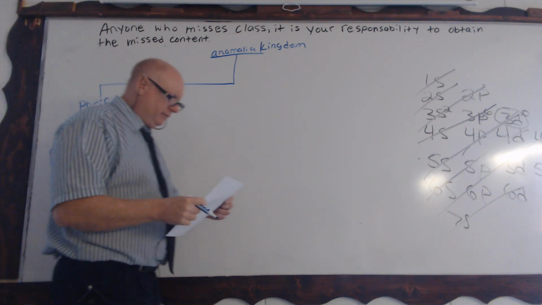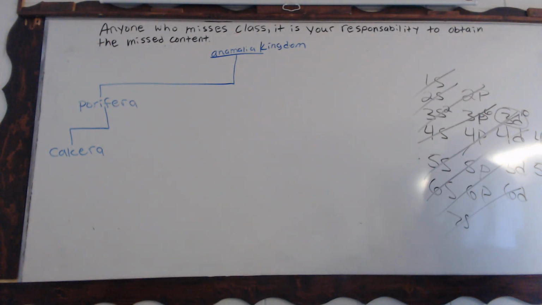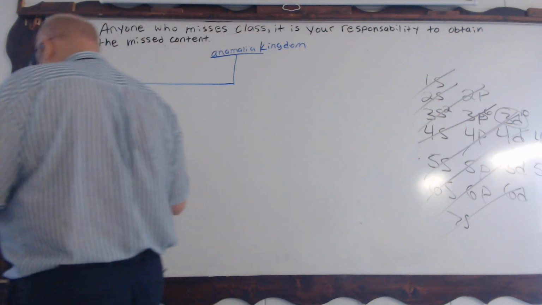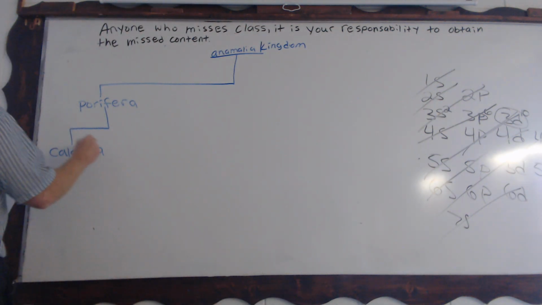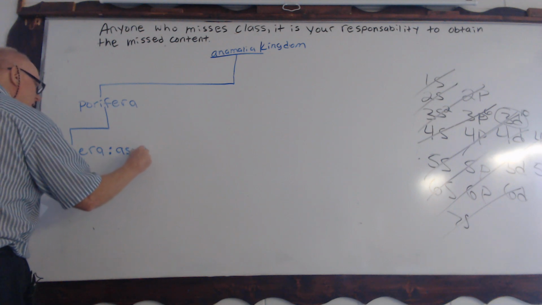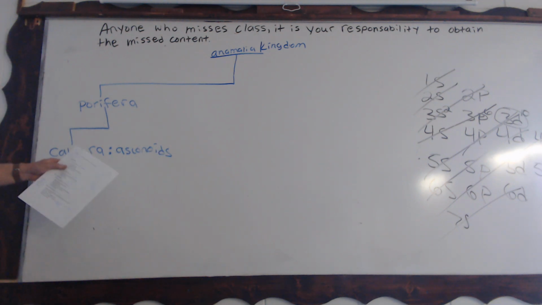And then these we want to associate as being very simple. So we would call these asconoids. I would maybe just write this on that sheet for sure, or if it's in your notebook, that's fine too.